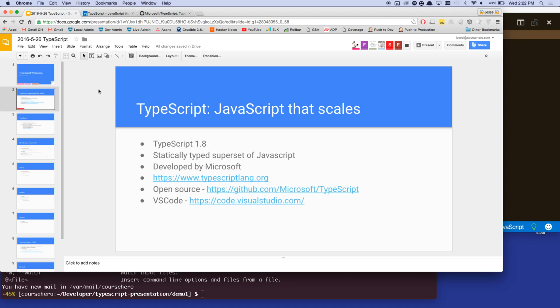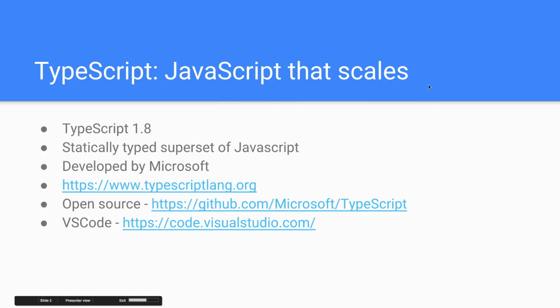Let's go to the next slide. TypeScript, they like to call it JavaScript that scales. It's developed by Microsoft and it's a superset of JavaScript, so it can do everything that normal JavaScript does, but more. It's open source. They're developing it. It's kind of like CoffeeScript in that it gets compiled down to base JavaScript when you deploy it in production. But it lets you do a few cool things.